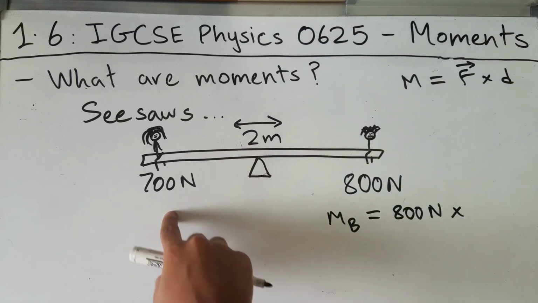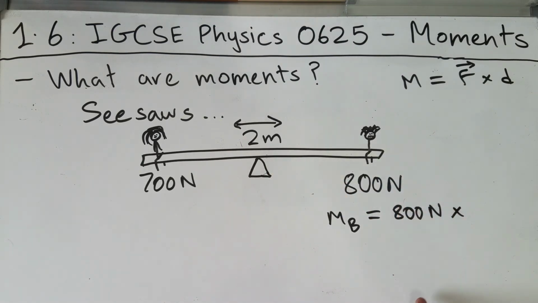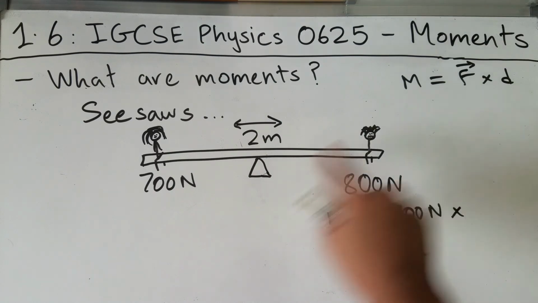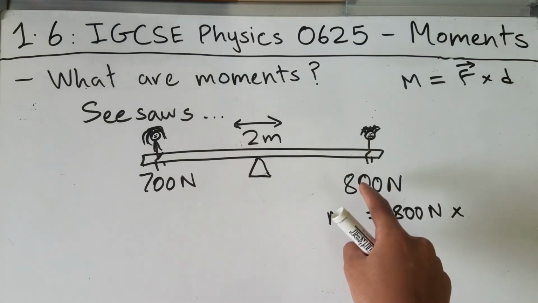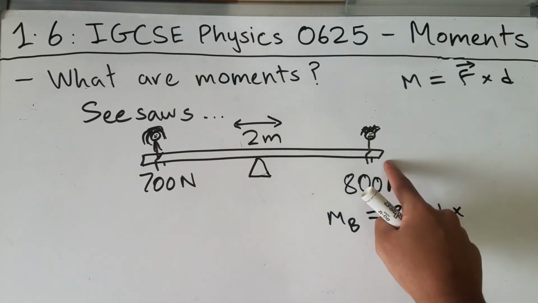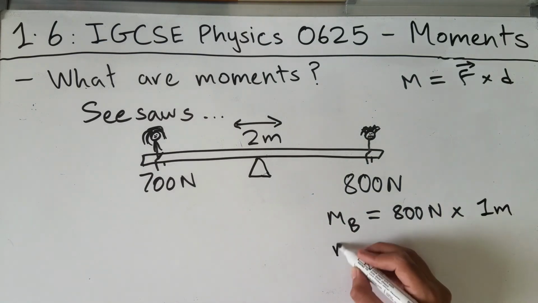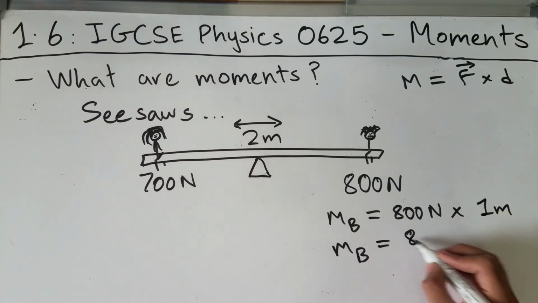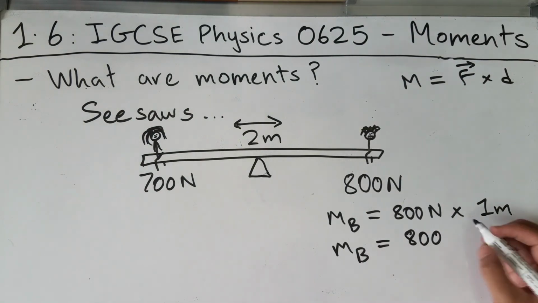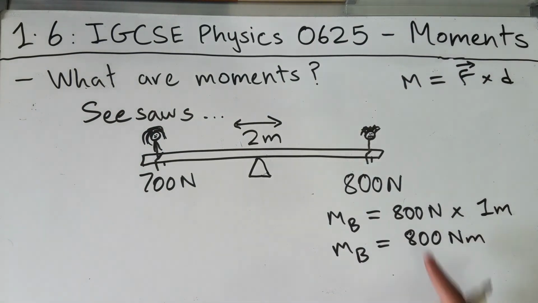So we know that the total distance of this axis is 2 meters, and we only calculate the distance from the pivot, which is half of 2 meters, meaning it's 1 meter. So the distance that the boy is sitting from the pivot is 1 meter, giving us that the moment of this boy is 800 times 1, which is 800 newton meters. So the turning effect of this boy on this axis of the seesaw is 800 newton meters.